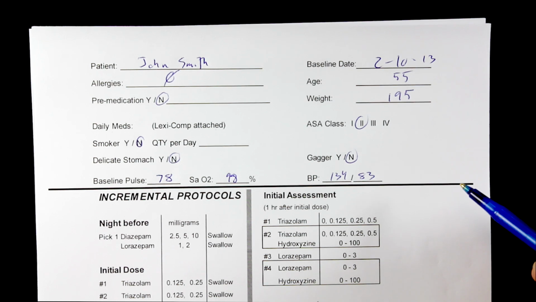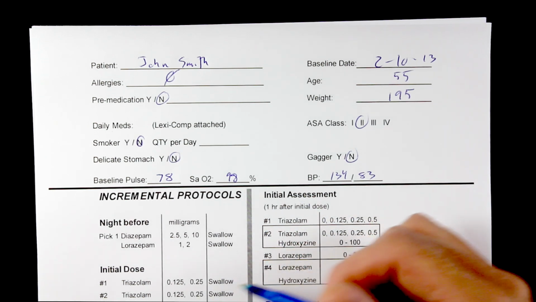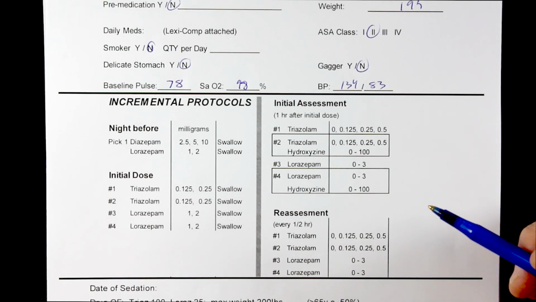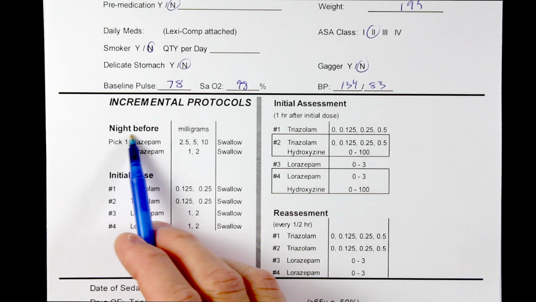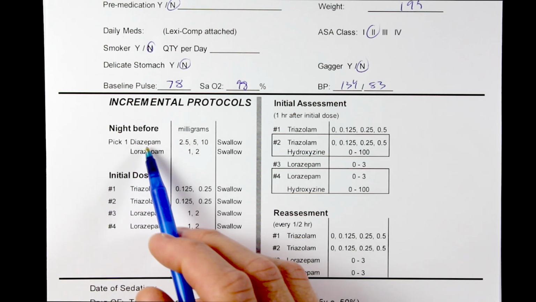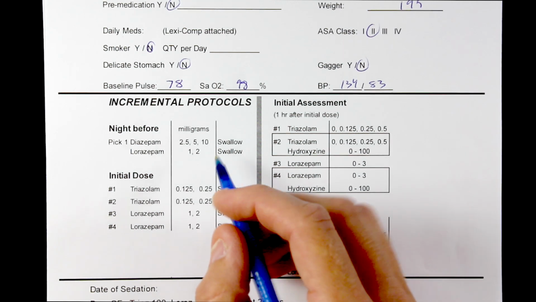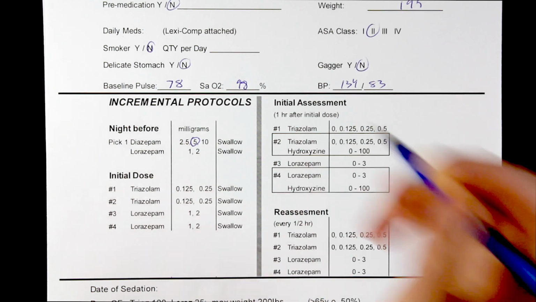All right, so the day of the sedation appointment comes and we're going to move on to this section, section 2. Actually, I should back up. The night before, the patient is going to take one of these 2 drugs, either diazepam or lorazepam. More times than not, it's going to be the 5 milligrams of diazepam.